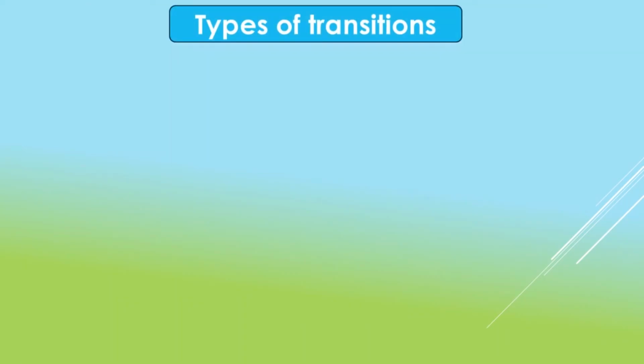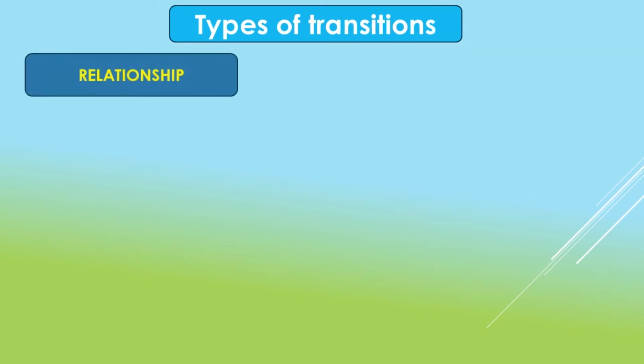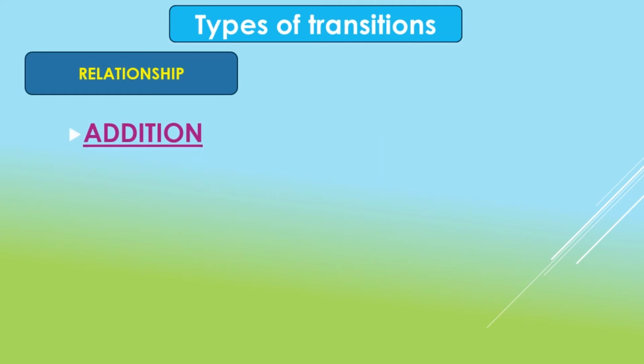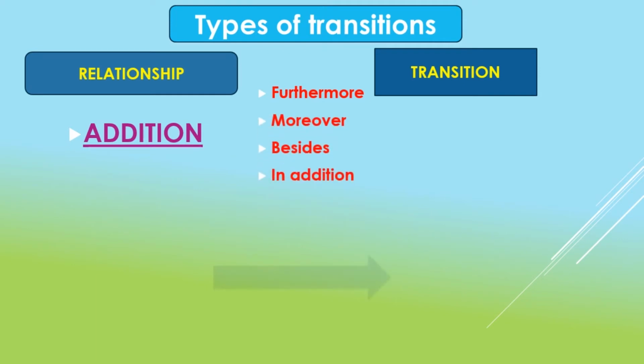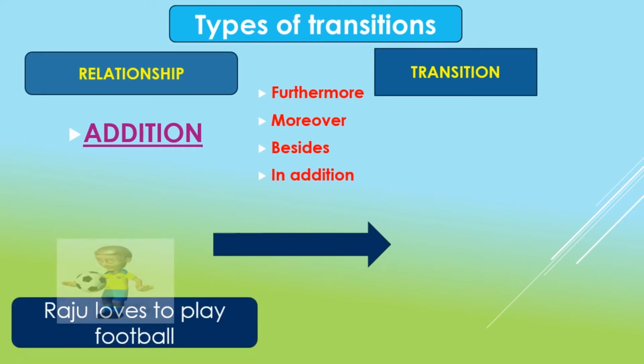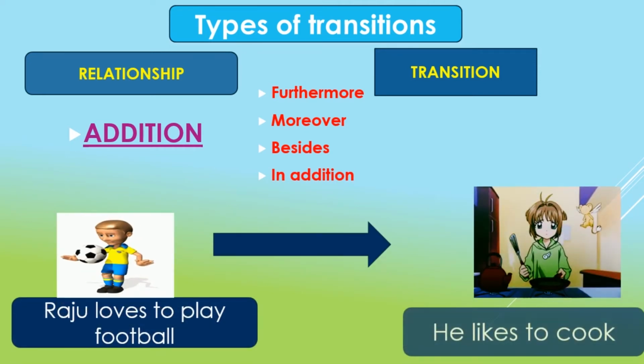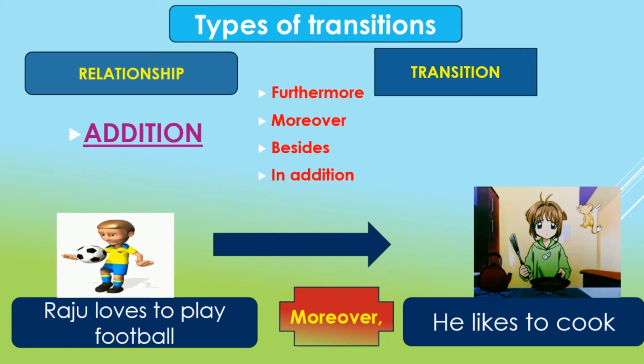Types of transitions. There are many types of linkers according to their functions. Let's see the first one. The relationship is addition here, and the transitions we can use are furthermore, moreover, besides, and in addition. Let's see the example. Razu loves to play football. Moreover, he likes to cook.